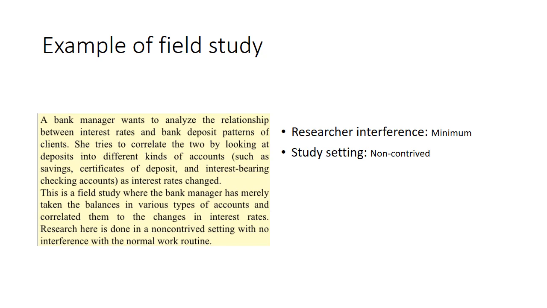So what the manager is doing, she tries to correlate the two by looking at deposits into different kinds of accounts. She is just trying to correlate the different kinds of deposit accounts, that is savings, certificates of deposit, interest bearing checking accounts, as interest rate changes. She is looking at the accounts with the interest rate changes. This is a field study where the bank manager has merely taken the balances in various types of accounts and correlated them to the changes in interest rate.